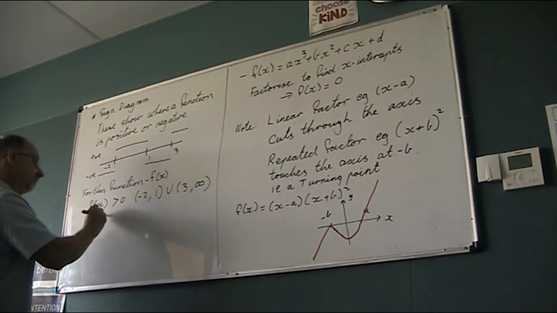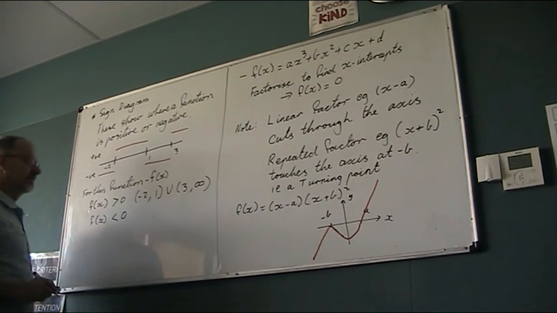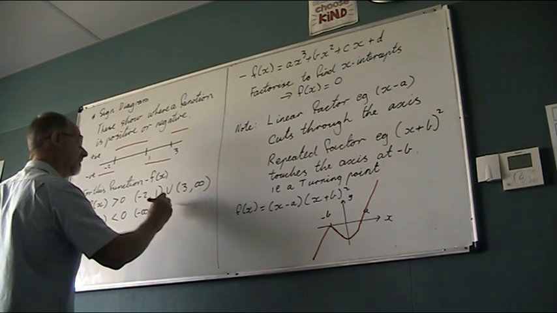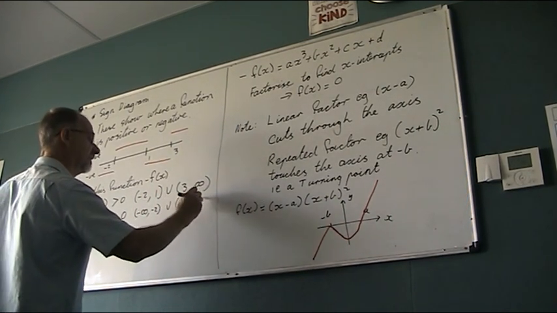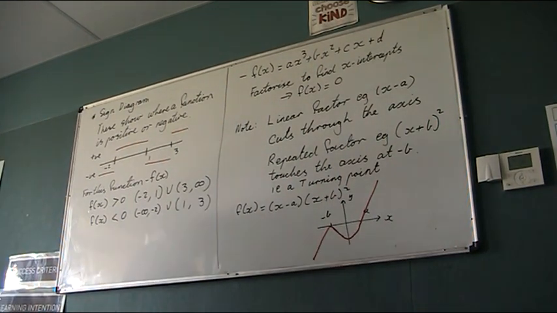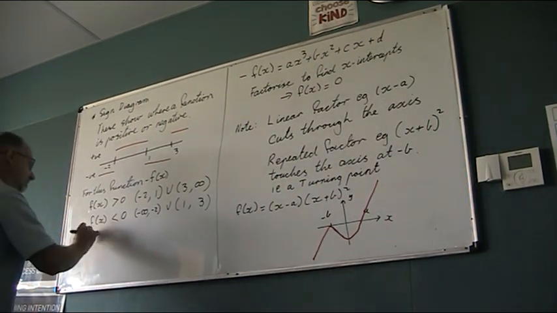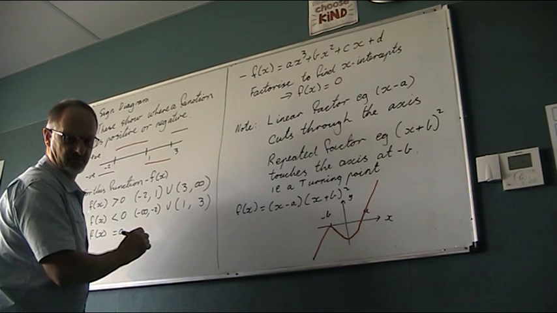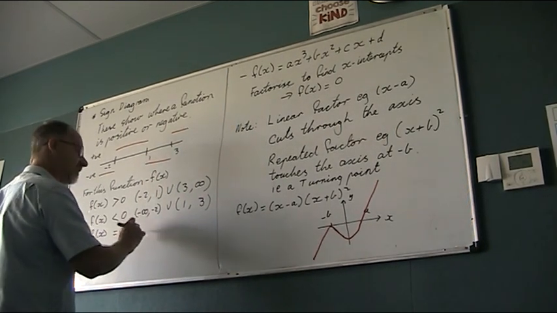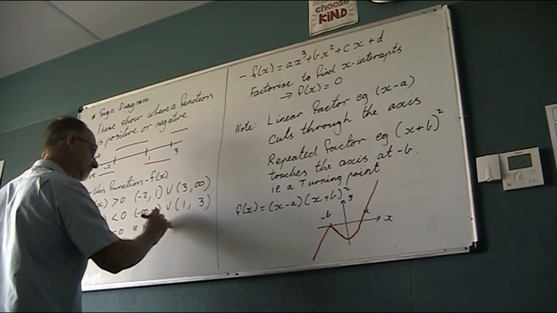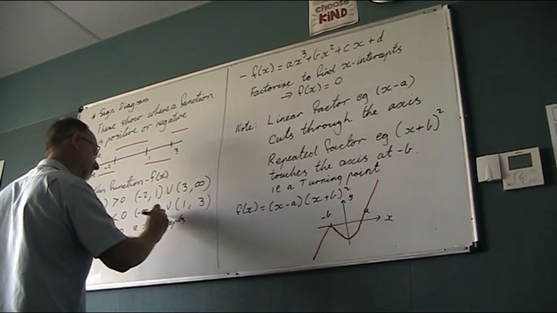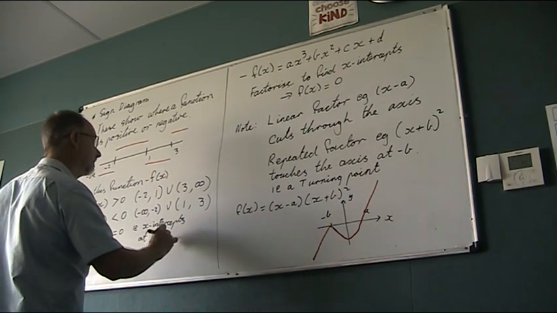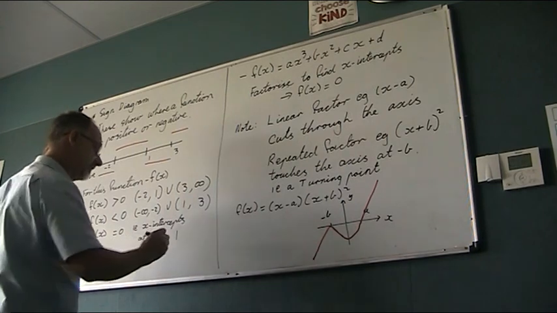It's negative, or less than 0, from negative infinity to -2, and then between 1 and 3, and it's equal to 0 when x is equal to... and so when it's equal to 0, i.e. x-intercepts, at -2 and 1 and 3.